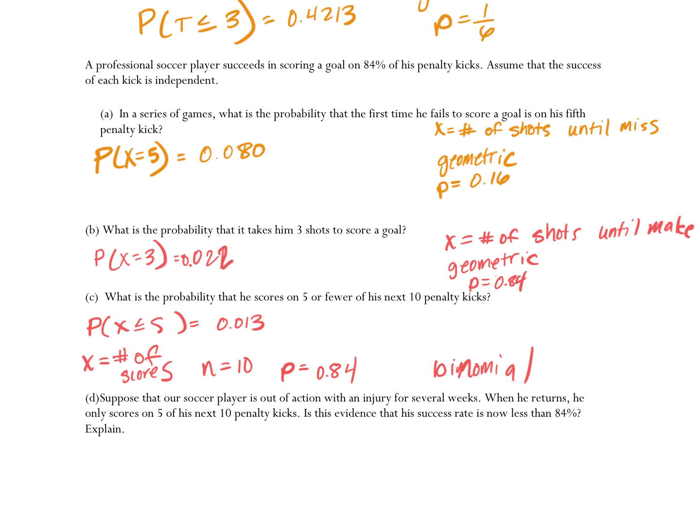Okay. Suppose our soccer player is out of action with an injury for the next several weeks, okay? And then he goes on and takes 10 penalty kicks and he only scores 5 of them. Now, how many would you expect him to score if he's 84% successful? 8, maybe 9. Yeah? Okay. And he only got 5, which is a lot lower, right? Do you guys think the injury has changed his ability level?